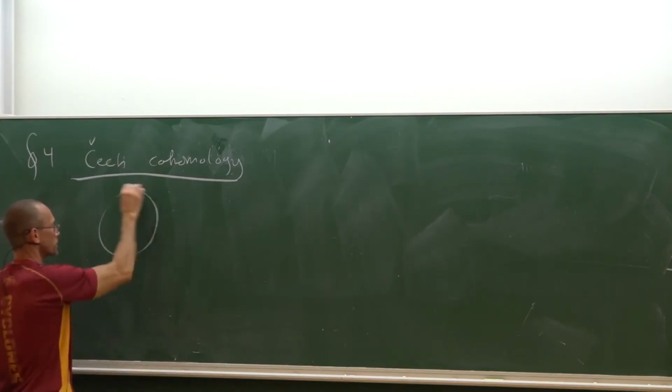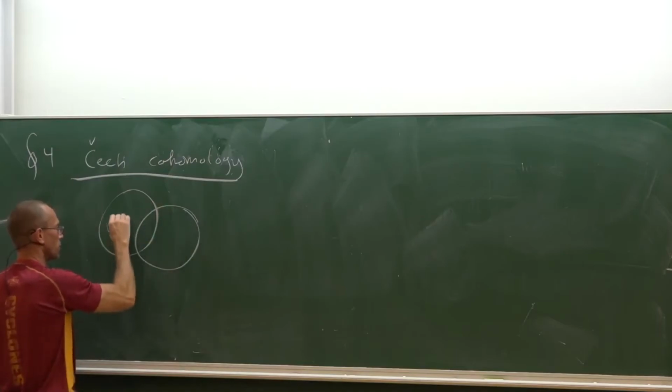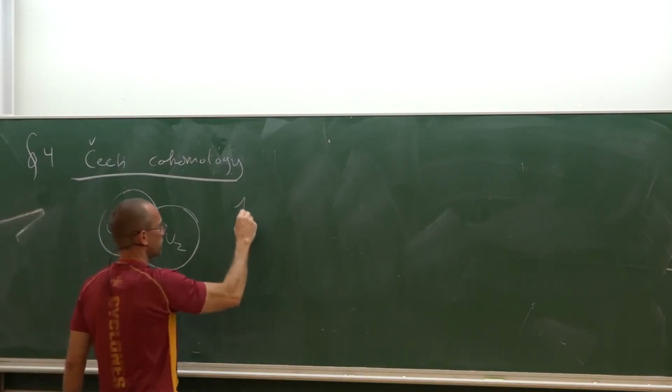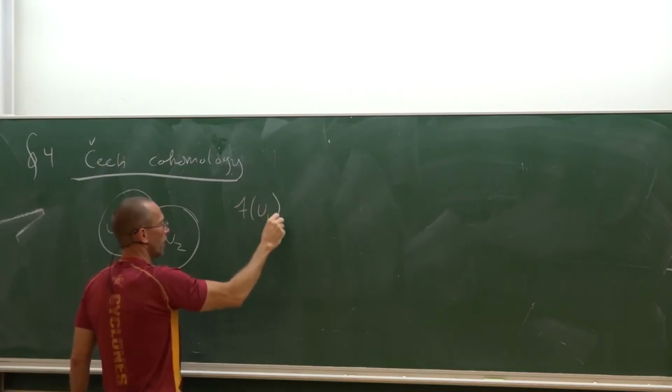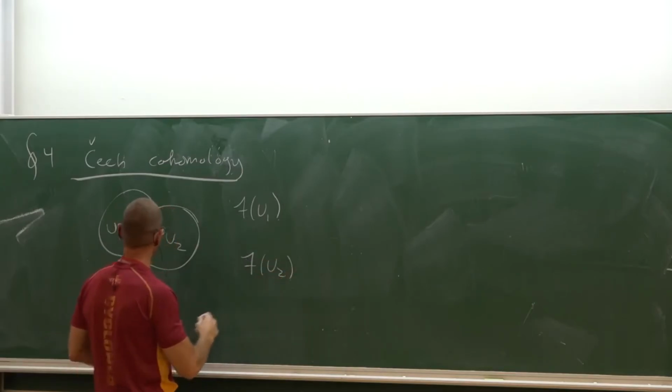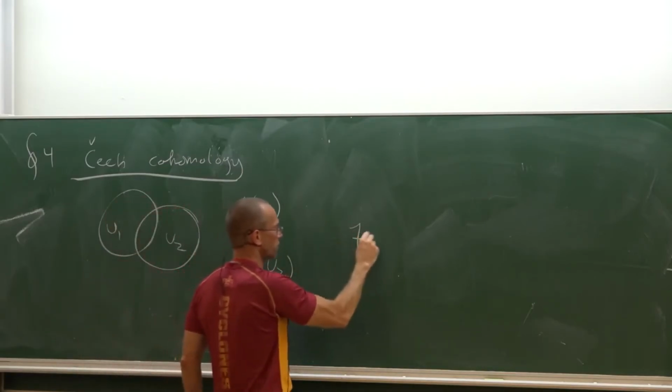Let's be super pedestrian. Suppose we have two open sets, U1 and U2, right? And I have some sheaf. So a sheaf is going to tell me I've got some object F of U1. I've got some object F of U2. Of course, U1 intersect U2 is another open set.